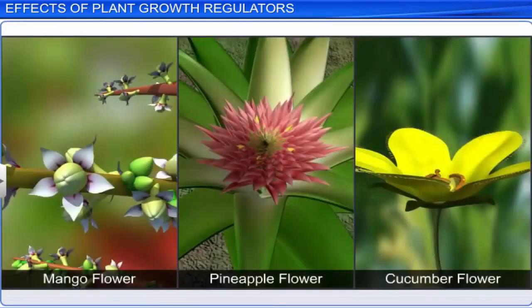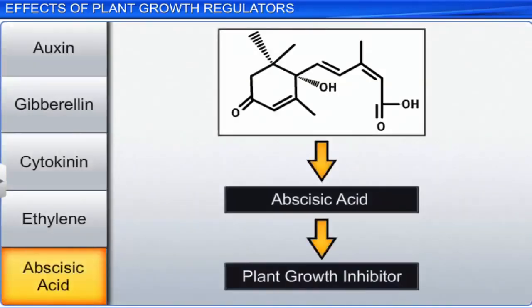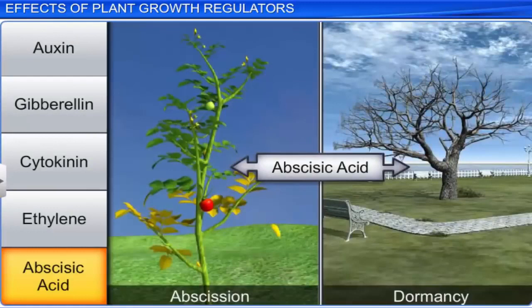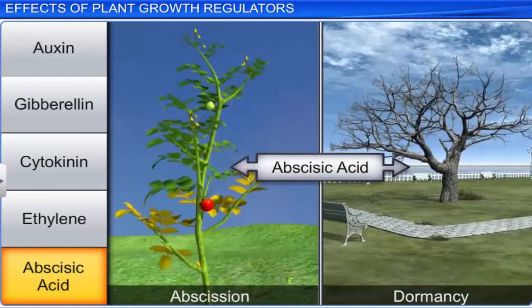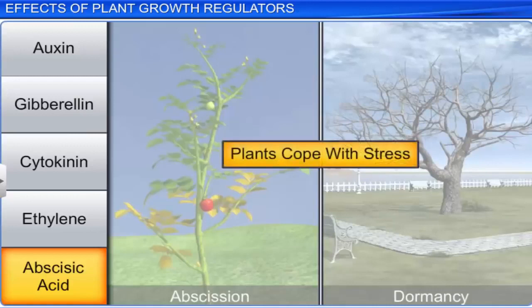It initiates flowering in some plants such as mango, pineapple, and cucumber, thus increasing their yield. Abscisic acid is a plant growth inhibitor that regulates abscission and dormancy in plants. It helps plants cope with stress and is hence known as a stress hormone.